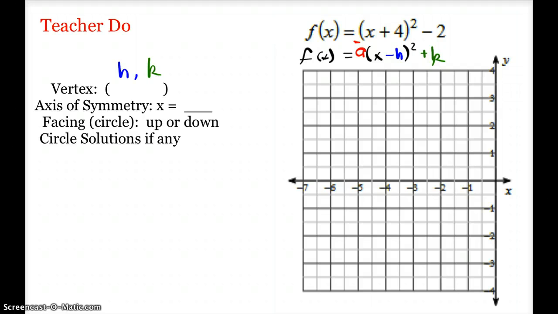Now the confusing part about this is that this one says negative h and this one says positive h. So only for the blue one I'm going to find the opposite. Okay, so instead of positive 4, this one's going to be negative 4. For the k value, it can stay the same.